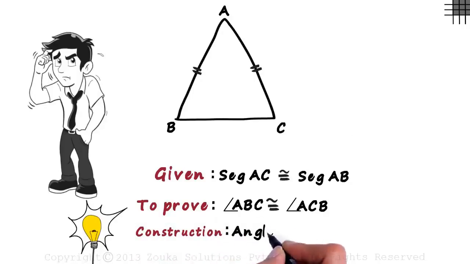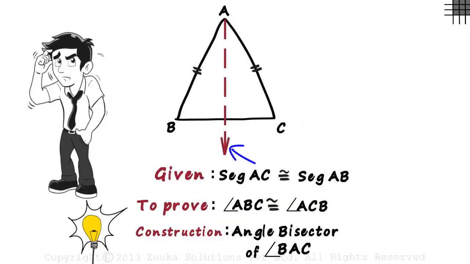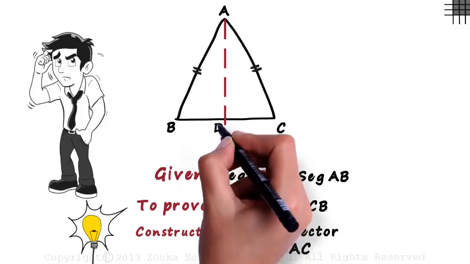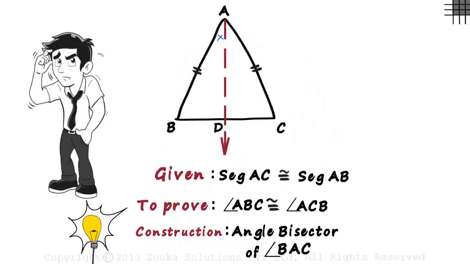Let's draw the angle bisector of angle BAC. We are talking about this angle. So we draw the bisector like this. Let this red dotted line be the angle bisector of angle BAC and let it intersect BC at point D. Measure of angle BAD will equal that of angle CAD.